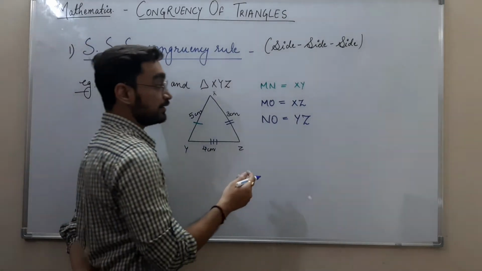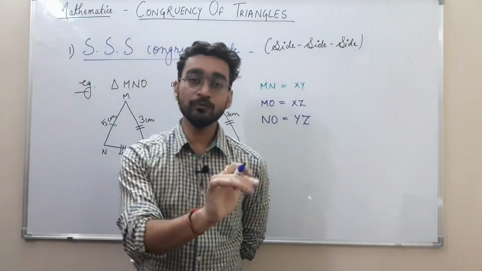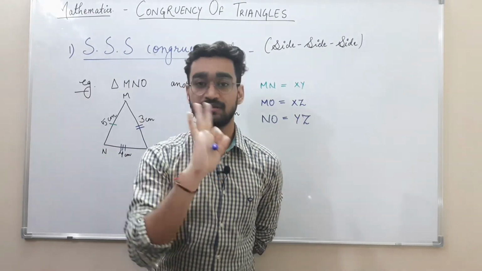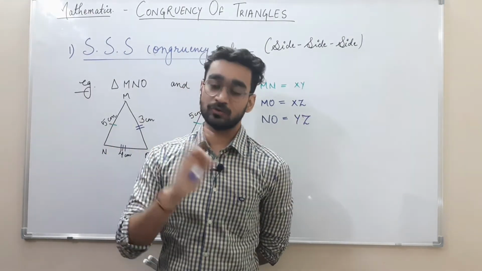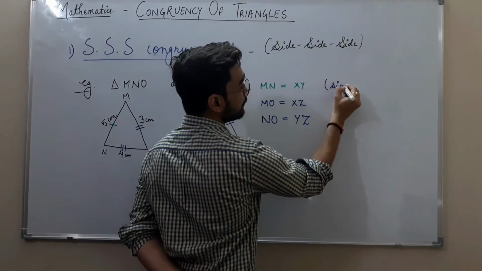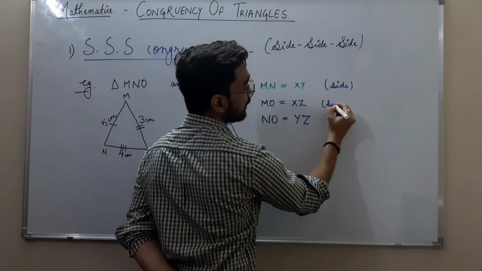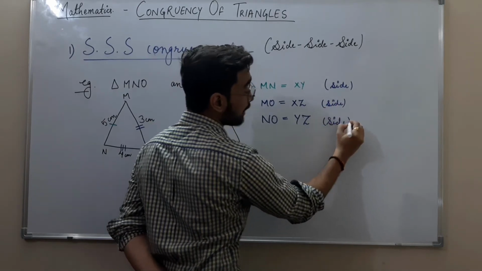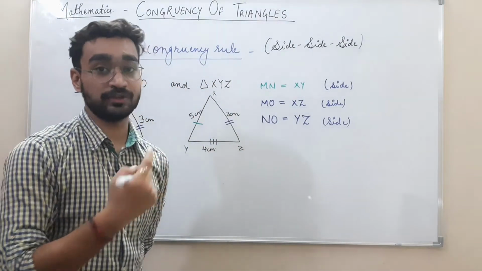So we know that to prove any two triangles are equal to each other, we have to prove a minimum of three things. They should be equal in both of the triangles. So can we say that this first side is equal, this side is also equal, and this is also a side that is equal. So three sides are equal in both of the triangles.